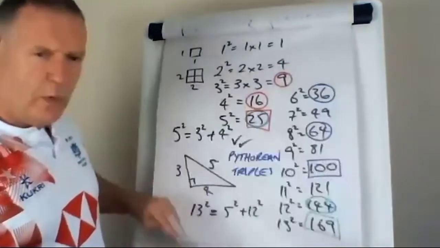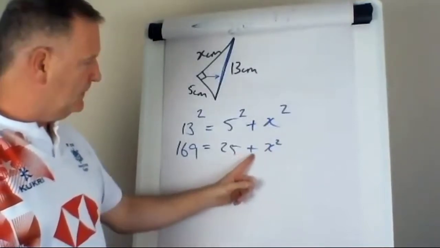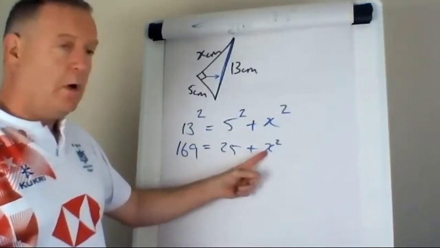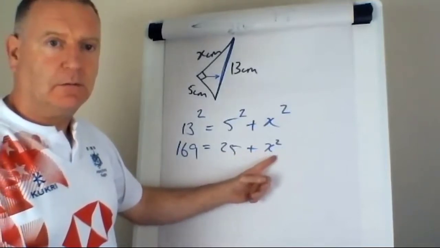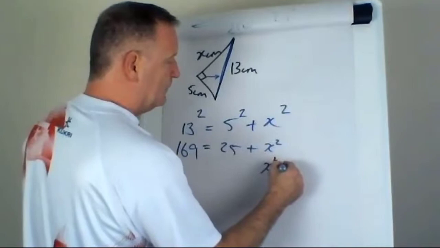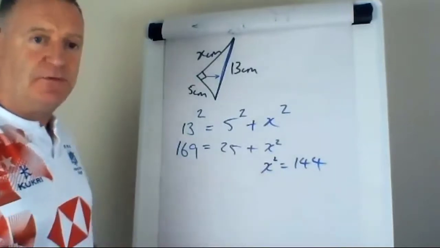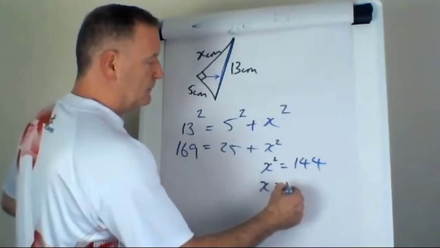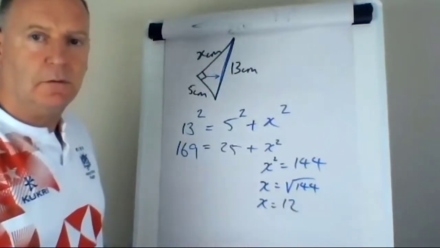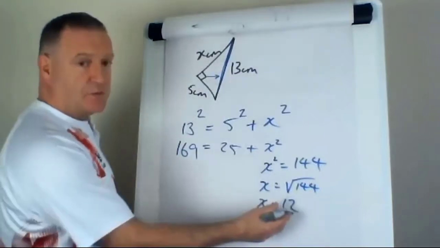So, hang on. What do you add to 25 to get the value 169? 144. So what must x squared be? 144. There's no choice. It'd be 144. So x is 12. Centimeters. Yes.